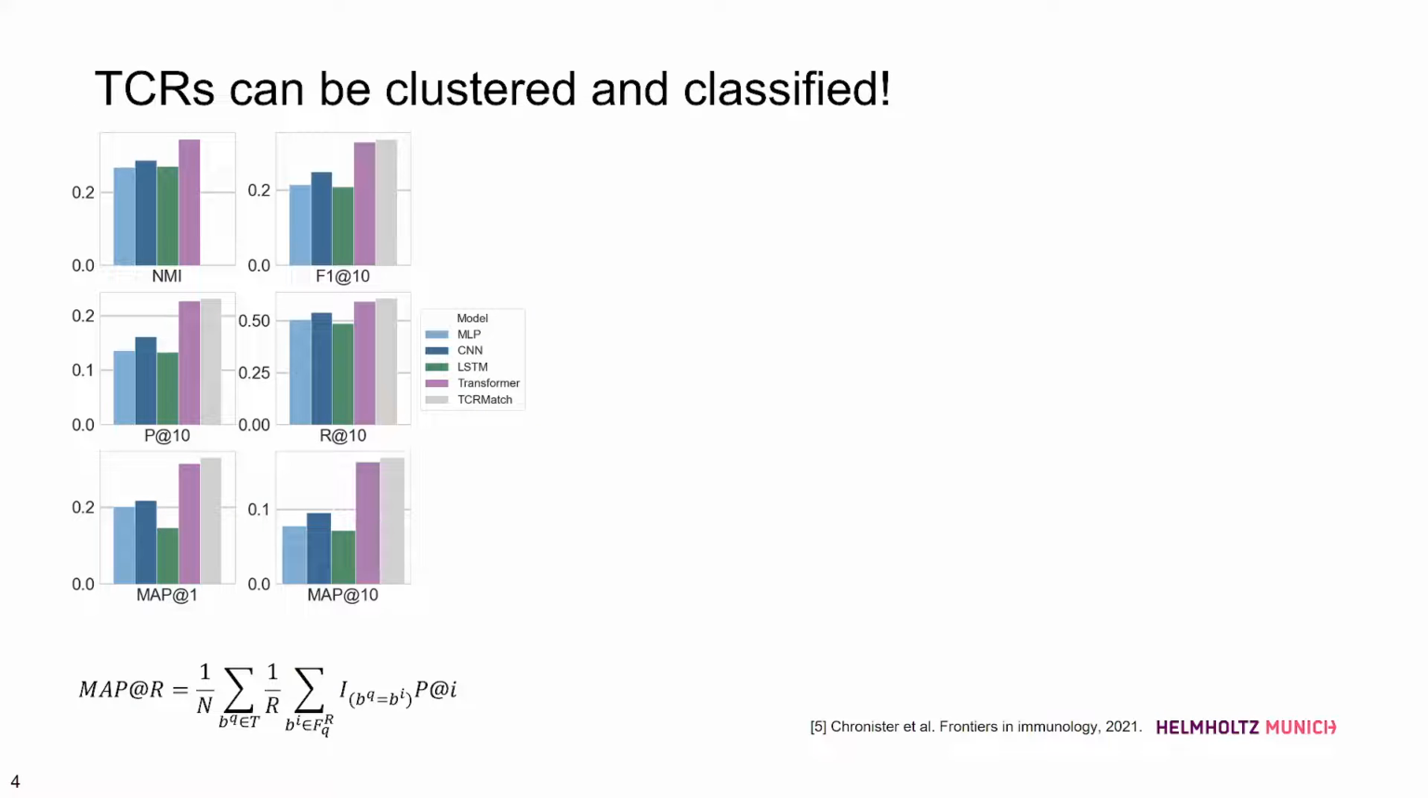We benchmarked our approach and compared it against the baseline method, TCRmatch. Here we can see that for clustering and classification methods, the transformer-based method almost performs on par with TCRmatch, while still having all the benefits that come with a numeric embedding.